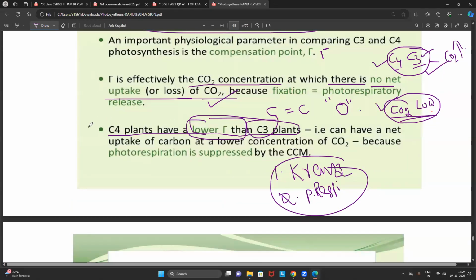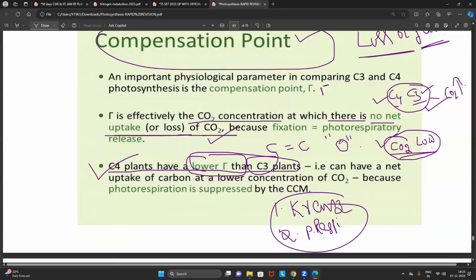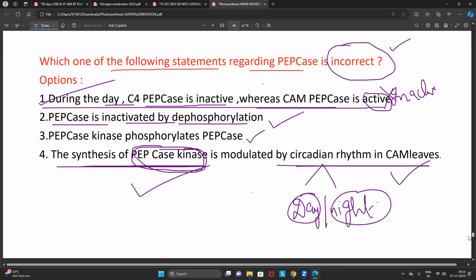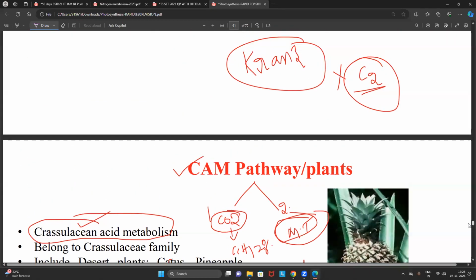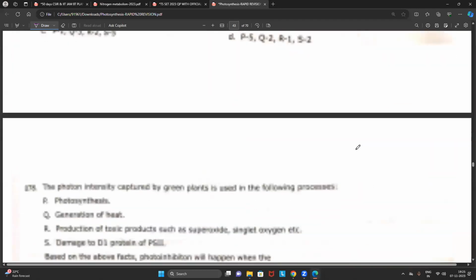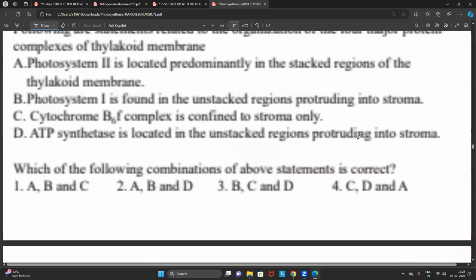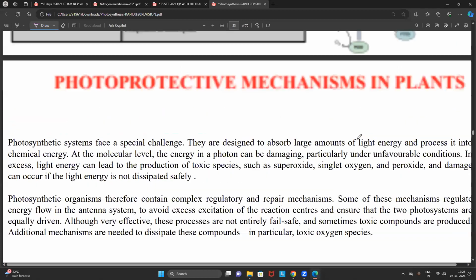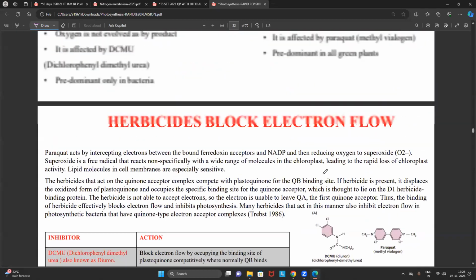That is the reason C4 plants are more effective compared to the C3 plants in terms of carbon fixation. Don't get confused with that. So that is what the dark reactions, which we started in yesterday's class, and we finished it.